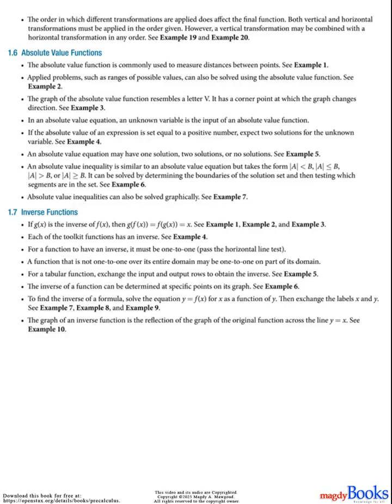1.6.6. An absolute value equation may have one solution, two solutions, or no solutions. See example 5. 1.6.7. An absolute value inequality is similar to an absolute value equation, but takes the form |A| < B, |A| ≤ B, |A| > B, or |A| ≥ B. It can be solved by determining the boundaries of the solution set, and then testing which segments are in the set. See example 6.